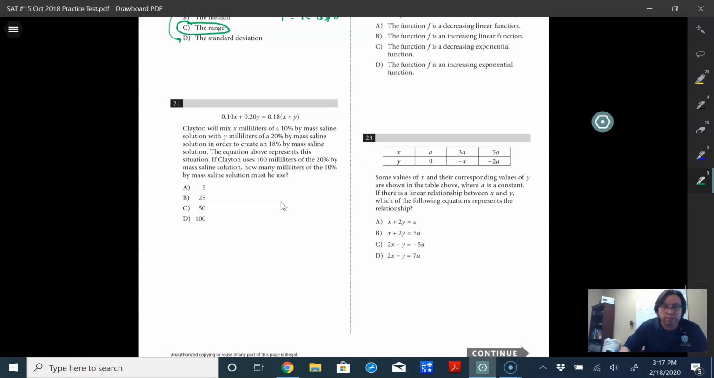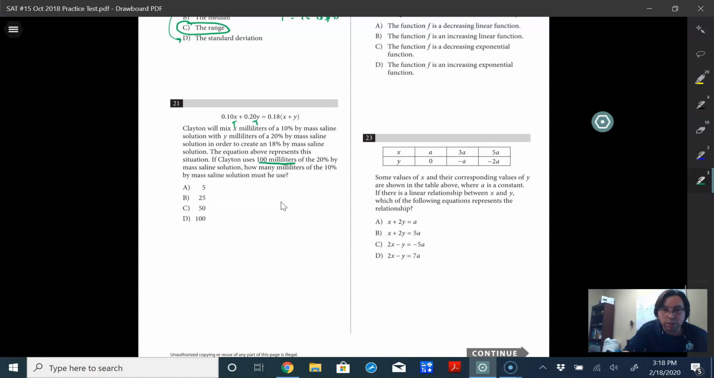Okay, so let's look at problem 21. It says Clayton will mix x milliliters of a 10% by mass saline, so we see that represented in this first piece here, with y milliliters of a 20% by mass saline, so we see that being there, in order to create an 18% by mass saline solution. The equation above represents the situation. If Clayton uses 100 milliliters of the 20% by mass saline solution, how many milliliters of the 10% by mass saline solution must he use?